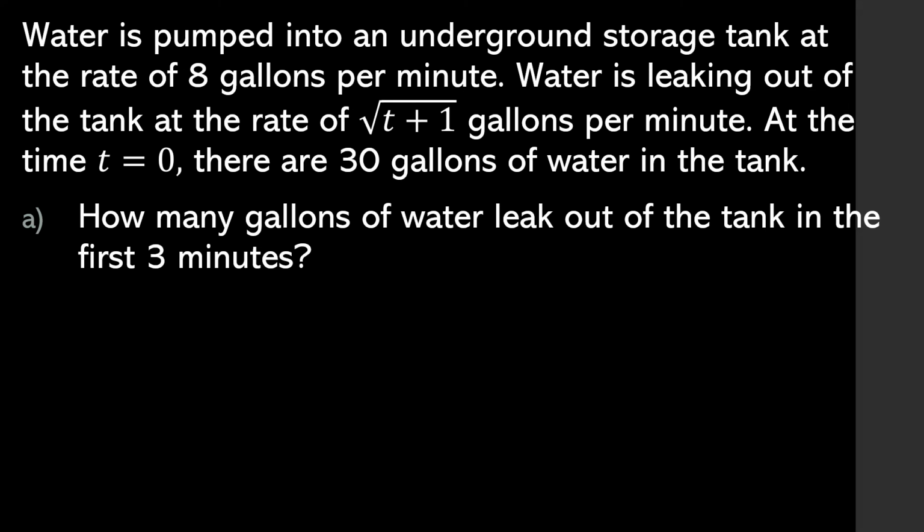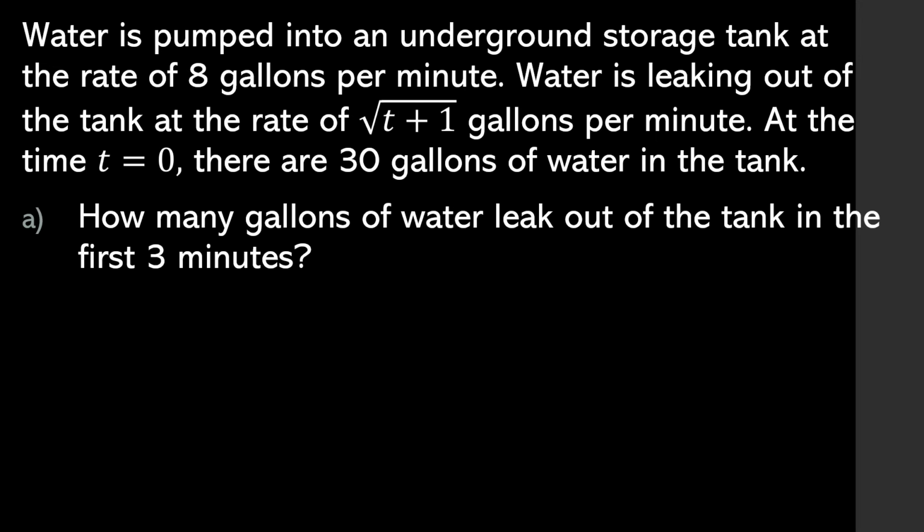Okay, water is pumped into an underground storage tank at the rate of 8 gallons per minute. Water is leaking out of the tank at square root of t plus 1 gallons per minute. Looks like the leakage is getting bigger. At t equals 0, there are 30 gallons of water in the tank. So, first question, how many gallons of water leak out of the tank in the first 3 minutes?